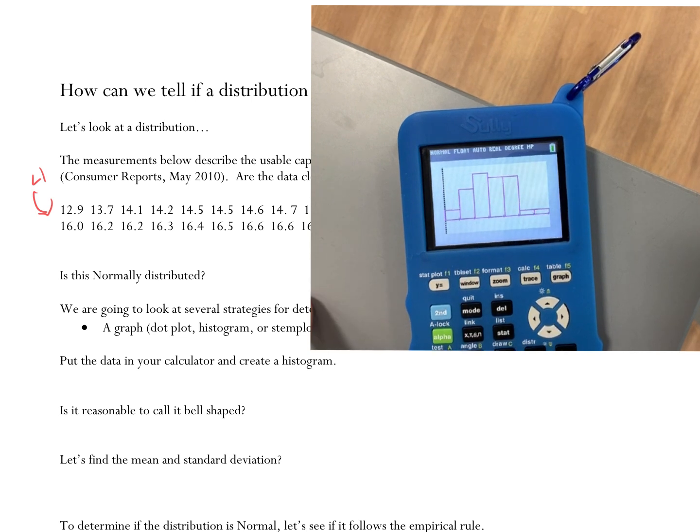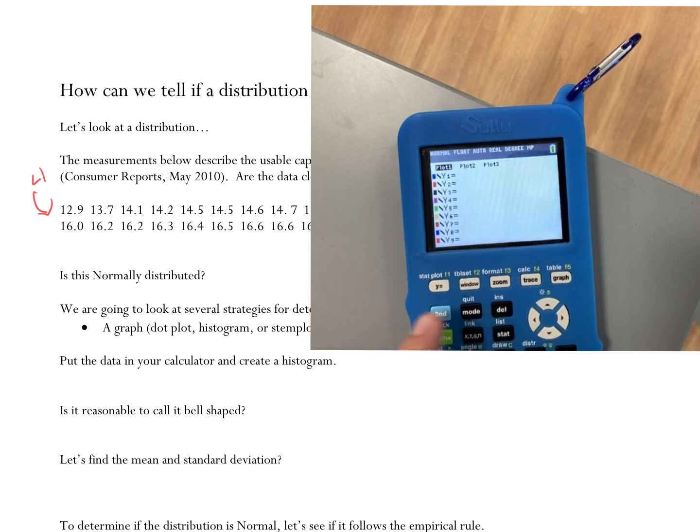Okay. Let's start with the syntax error. Hit y equals and make sure you don't have anything typed in your y equals menu. Invalid dim. Nora, did you put the list in L1? Is your histogram being made of L1? I'm pretty sure.